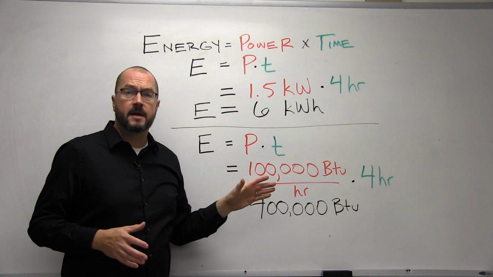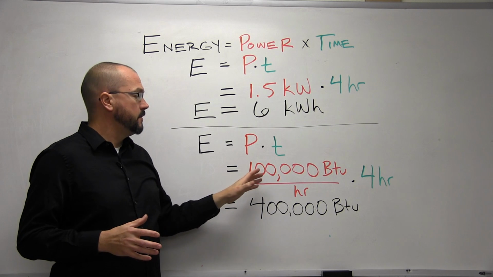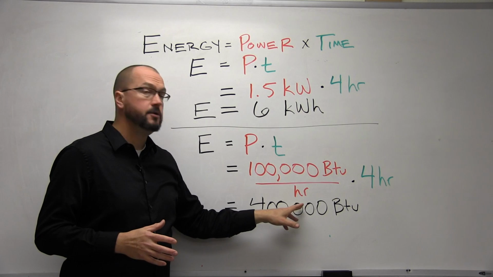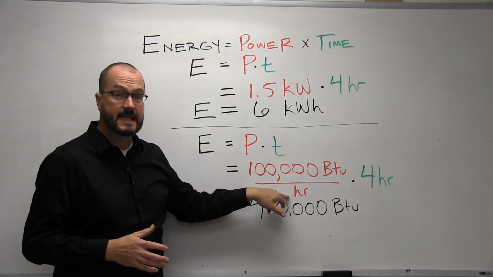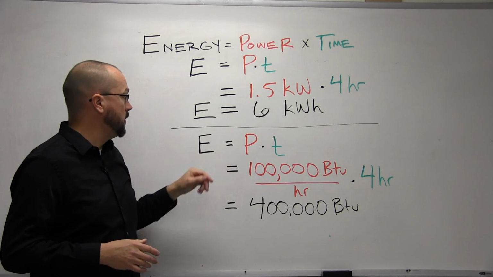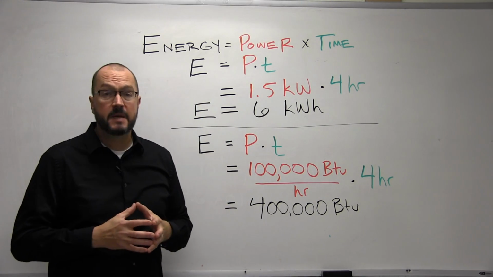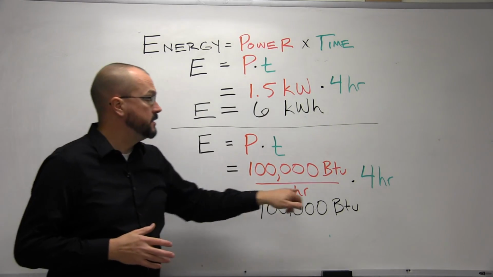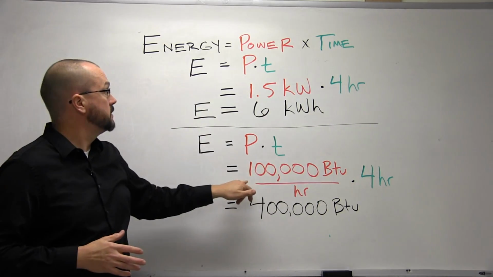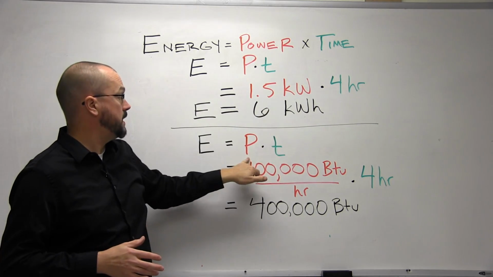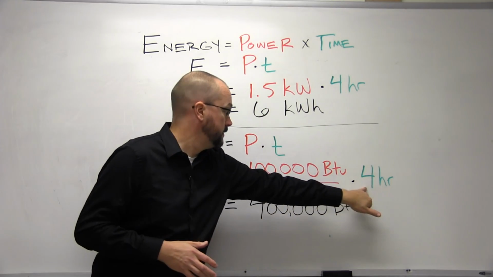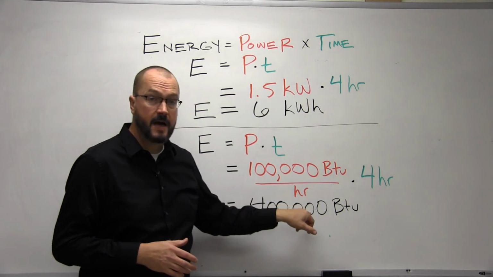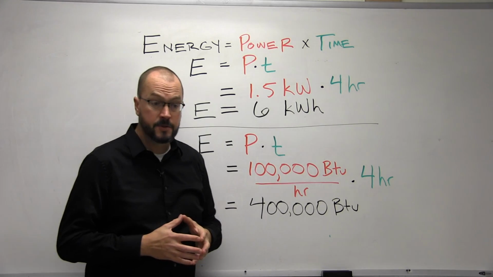Now I think it's easier to see the representation of power when it's represented in BTUs per hour, because then you can actually see time in the denominator. So this would be for a 100,000 BTU per hour furnace. And say it runs for 4 hours. You just multiply power times time right here, and if that runs for 4 hours, you get 400,000 BTUs used.